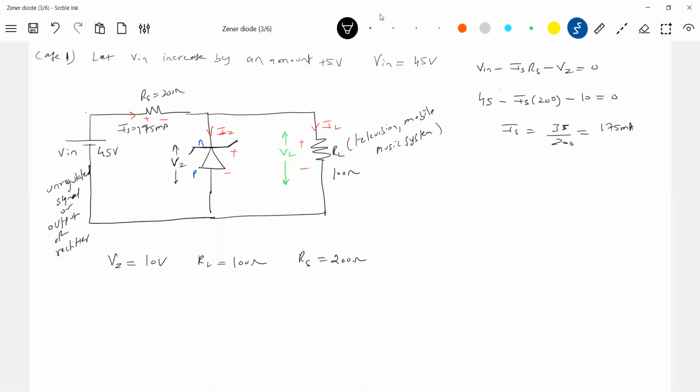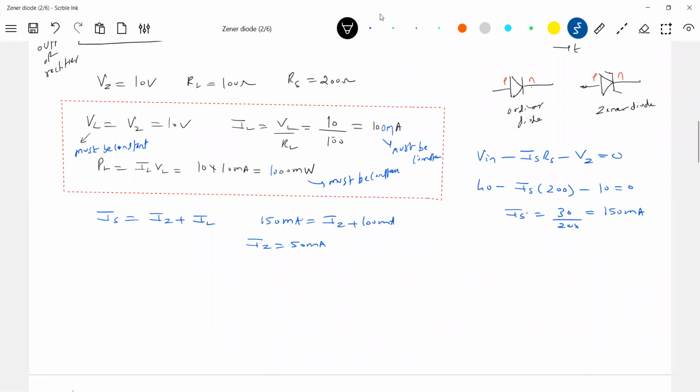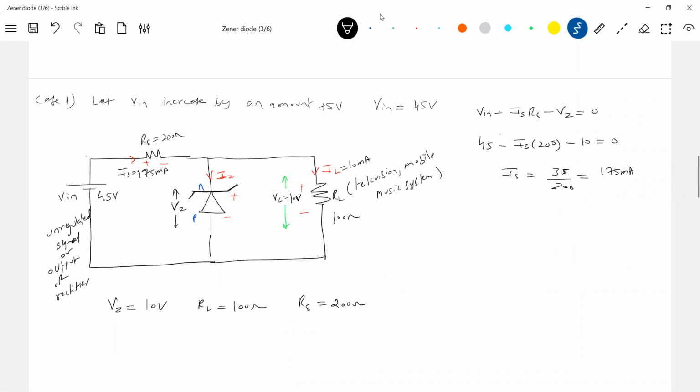But what is the catch? It should be 10 milliampere only, no? And the voltage across the load should be how much? 10 volt only. That's our requirement. IL must be 10 milliampere. Sir, why 10 milliampere? Because earlier it was designed, it must be constant. Sir, 100 milliampere. Yes, sir, 100 milliampere. You see the trick?